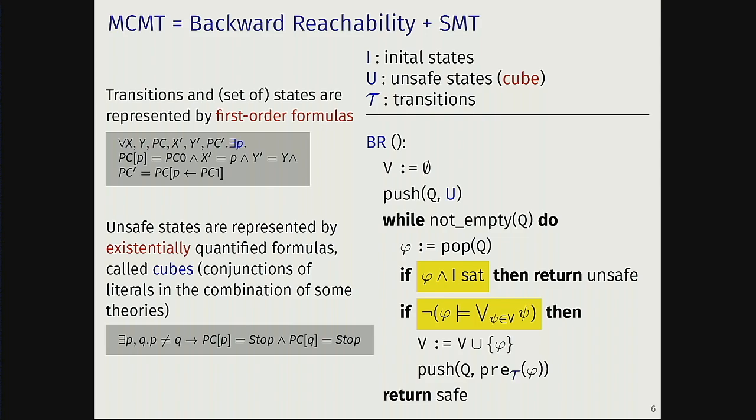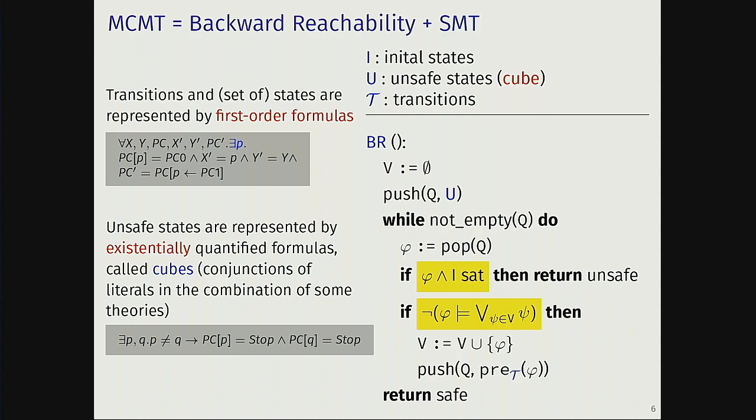So you can push the initial formula in Q, and you have this while loop that says while Q is not empty, you pop a value from Q, so phi is a formula which describes bad states. First, you check if these states intersect with the initial states using just an SMT solver. You just send the formula phi and I to the SMT solver. If it is satisfiable, then the problem is unsafe, or the states are reachable.